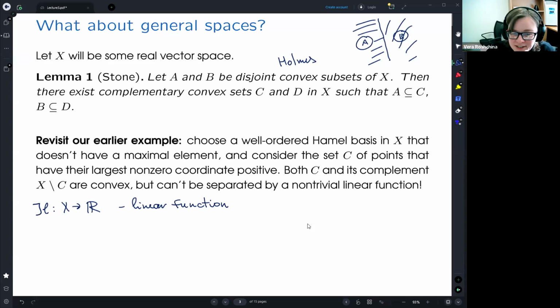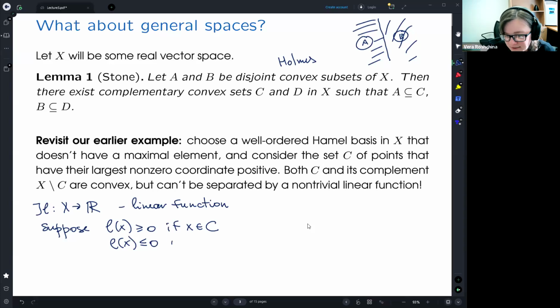So suppose that we have a linear function and it can separate the set C from X without C. And also there's this 0, but I can put it in C or X without C, a complement of C. So suppose that we can separate them, right? So suppose that L of X will be non-negative if X is in C, and L of X will be non-positive if X is not in C.